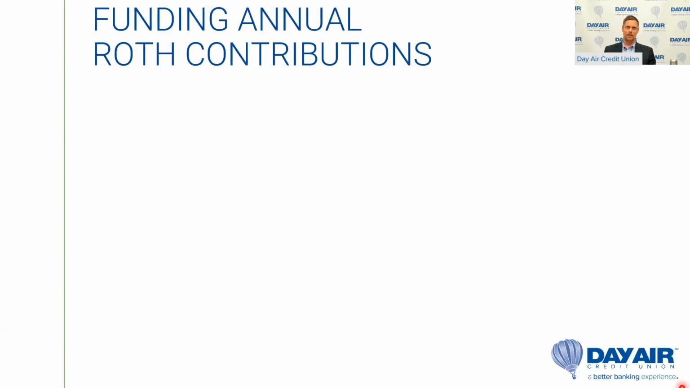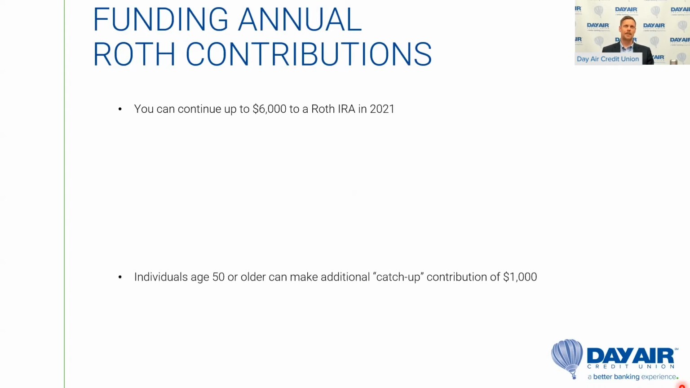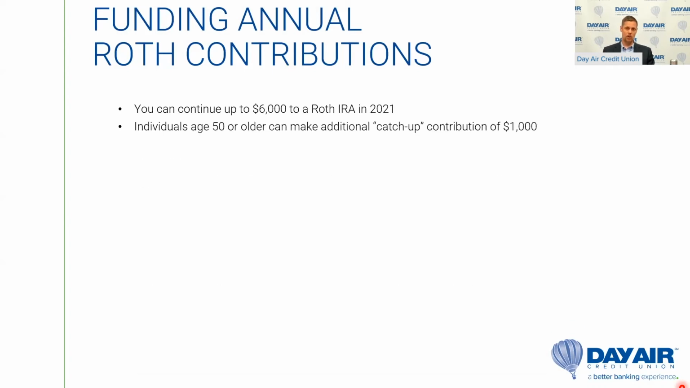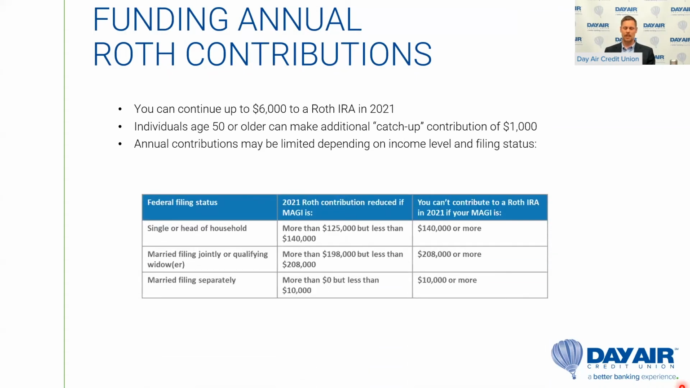So let's talk about funding a Roth IRA through contributions. Well, you can put $6,000 per year into a Roth IRA currently. And if you're age 50 or older, there's a catch-up contribution of $1,000. So that's $7,000 total that could be put into a Roth IRA from a checking or savings account. There are limits based on income and filing status. So let's just take a quick look here.